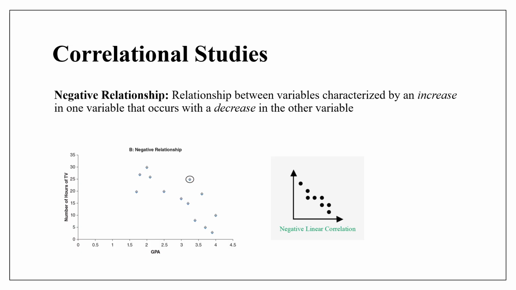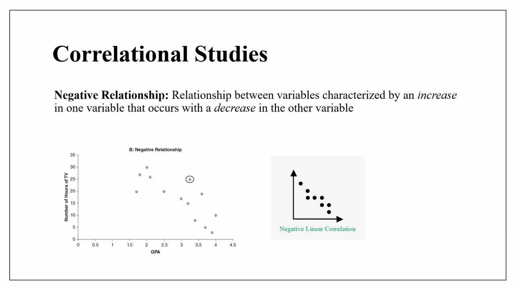So in the case of a positive relationship, what the data was telling us is that the more TV you watch, the higher your GPA was. In this type of relationship, we have the opposite pattern happening. We are seeing that the more TV you watch, the lower your GPA. Or in other words, the less TV you watch, the higher your GPA is.